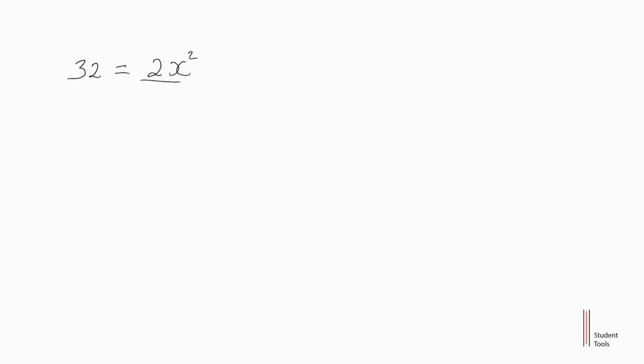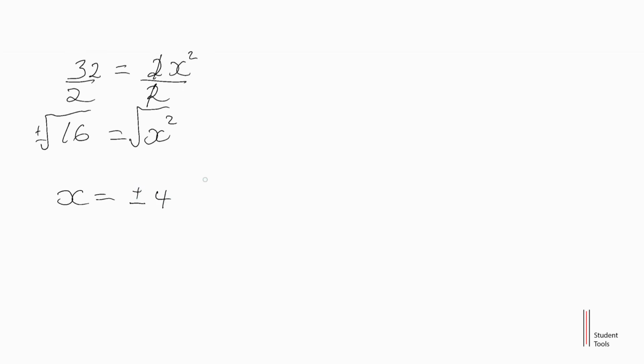So next we will divide by 2 both sides to get rid of the 2. This will cancel that, and x squared will be equal to 32 divided by 2, that is 16. So to get x, we have to find the square root of x squared, and we will have to find the square root of 16. So the plus or minus root of 16, and then x will be equal to plus or minus 4.